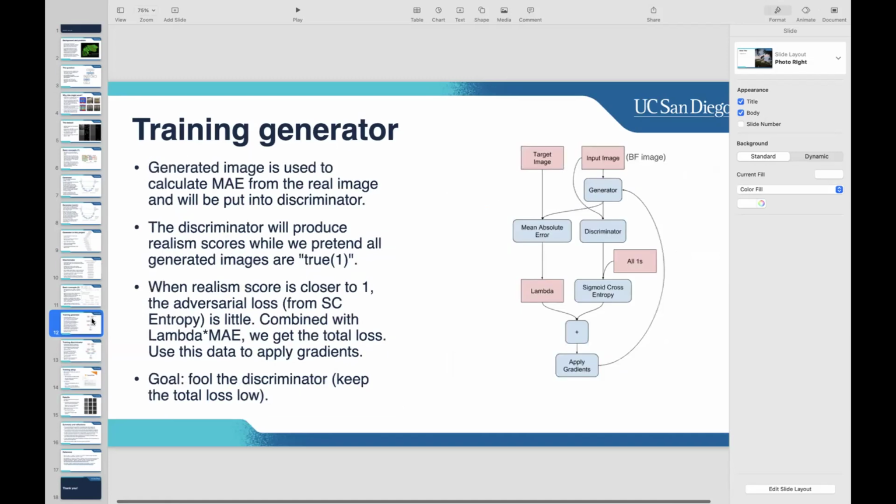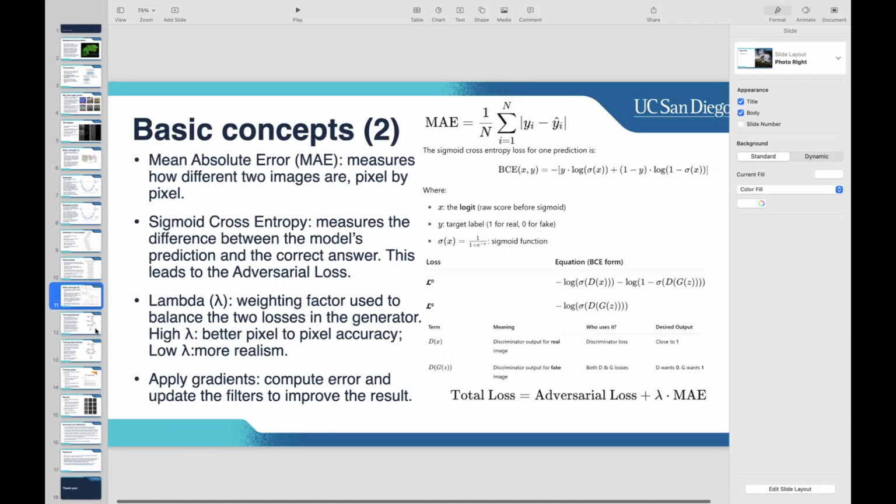Well, that's a good question actually. If I go to that formula and I look at my total loss, you have adversarial loss and you have lambda MAE, and I set lambda to 1,000. I don't know the range of adversarial loss and MAE. Is it 0 to 1? So we don't basically know what 1,000 means in this formula in terms of balancing the MAE and adversarial loss.